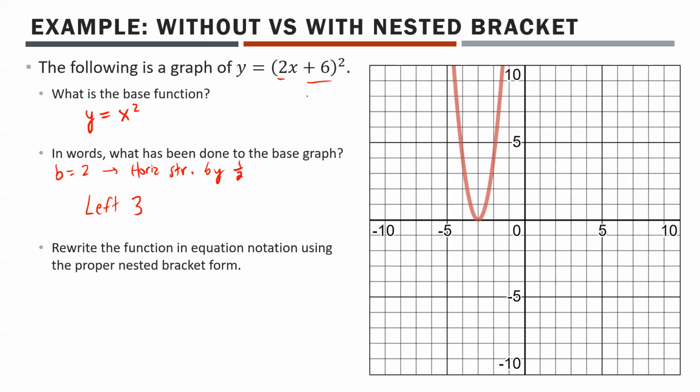The question says, rewrite the function in equation notation, so this function here, using the proper nested bracket form. To do this, you just need to factor out the b value. Maybe I'll even write that here so you have it. Factor out the b value.